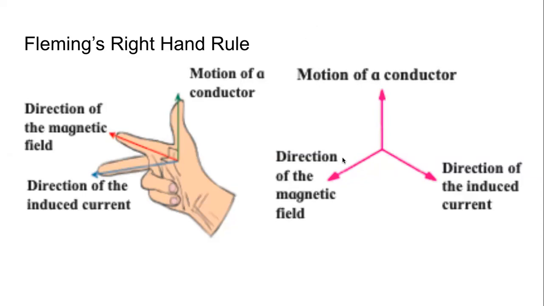Just the sequence has changed. The if-then has changed. Magnetic field, the index finger still is part of the if. The middle finger is now the consequence. The thumb is now the input, part of the if. Once again, index finger in the direction of magnetic field, thumb in the direction of the motion of the conductor, then the middle finger gives us the direction of the current.